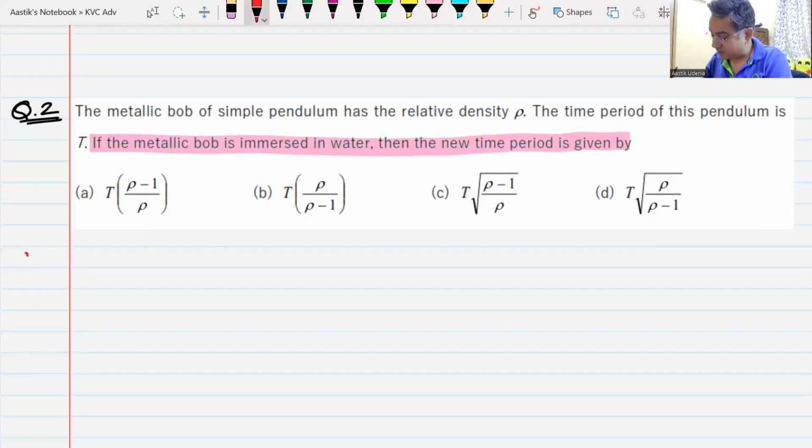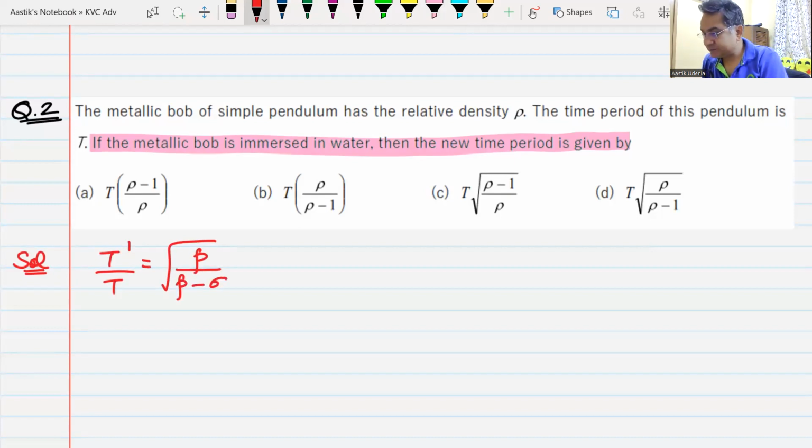Yes, it has to be D. T dash by T is root over rho upon rho minus sigma. Here, sigma is 1. Density of water is 1. And the density of that thing becomes 1 multiplied by rho. So instead of sigma, you just have to put rho, and instead of rho, you just have to put 1. And therefore, your answer has to be this. Do we understand this? Yes or no?